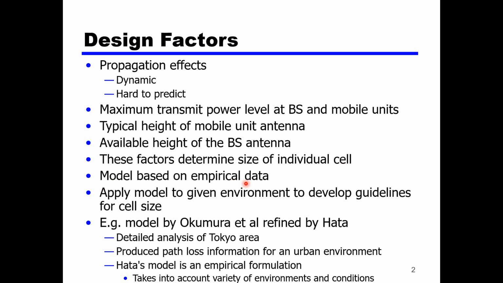Then the model based on empirical data. There is a model that can be based on empirical data, and we apply this model to a given environment to develop guidelines for cell size. This model is applied to any given environment in your cell area, so that the cell size can be monitored. This model is sometimes called Okumura, defined by Hata. This is the Japanese scientist who developed these models, and the detailed area was the Tokyo area. This is a typical example.